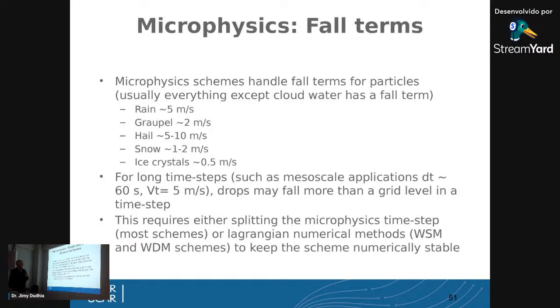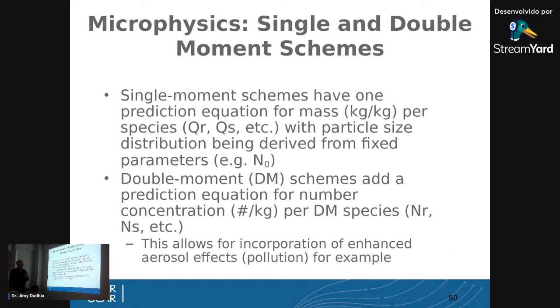These allow for the aerosol effects, for example, where cloud number concentration increases when you have more aerosols or more pollution. So it allows for the cloud droplets to be smaller in polluted air, which affects the microphysics.